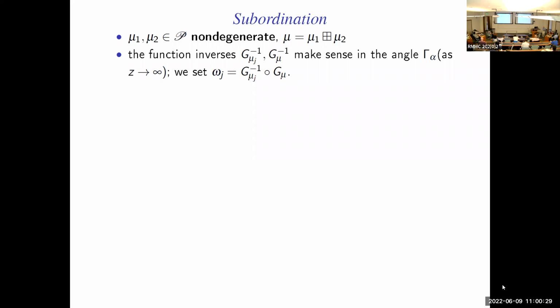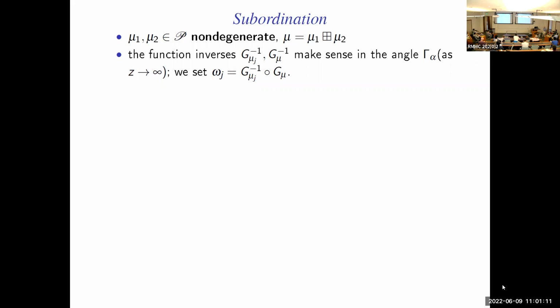Suppose that we have two probability measures, mu1 and mu2, on the real line, and denote by mu their free additive convolution. Most of the results that I'm going to talk about refer to the situation in which mu1 and mu2 are non-degenerate measures. In other words, they're not point masses. Why do we exclude that particular case? Because convolution with a point mass is very easy to calculate. If the point mass is at 0, then that doesn't change the other measure in any way. Otherwise, it's basically a translation.